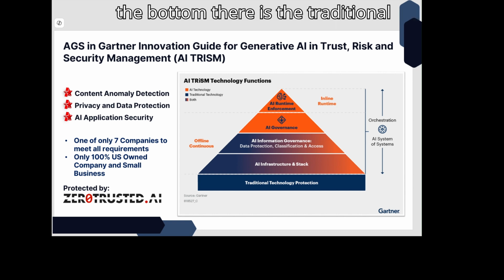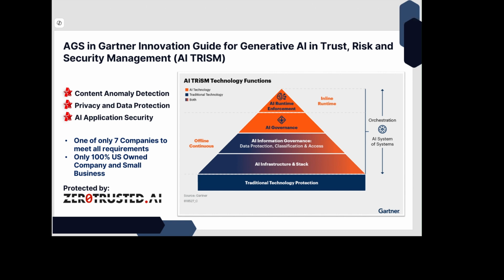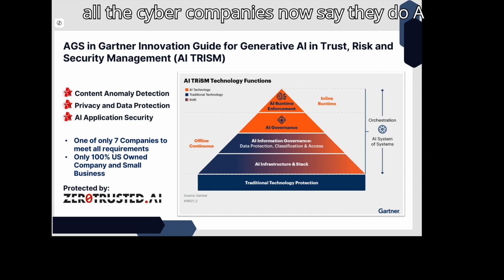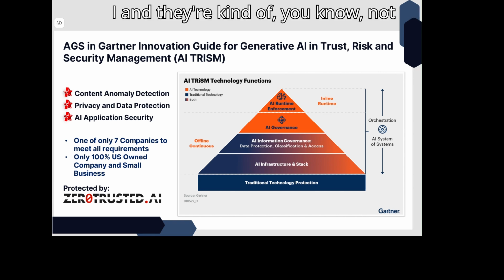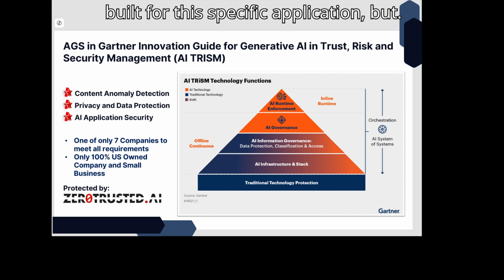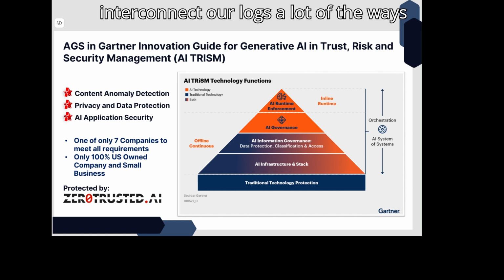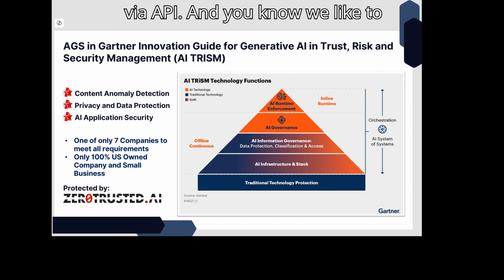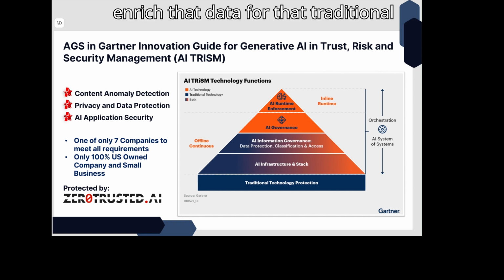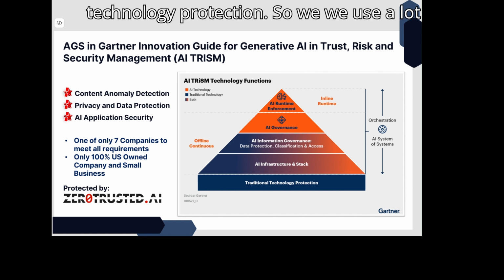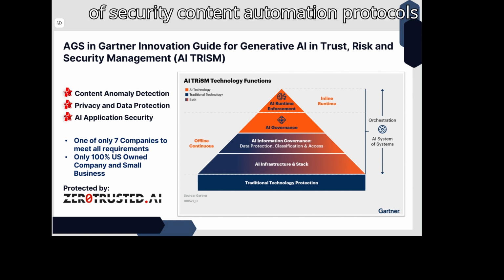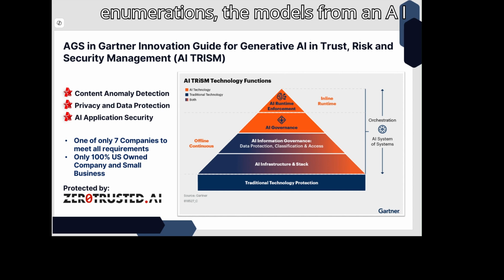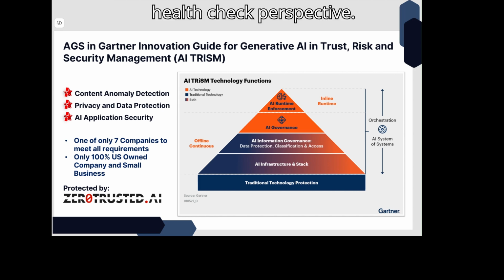And then on the bottom there, the traditional technology protection. This is probably where a lot of our competitors are, because all the cyber companies now say they do AI, and they're kind of not built for this specific application, but we work with them anyway. So we interconnect our logs, and everything you can do on our platform you can do via API. We like to enrich that data for that traditional technology protection. So we use a lot of security content automation protocols, and that's even with our deep enumerations of the models from an AI health check perspective.